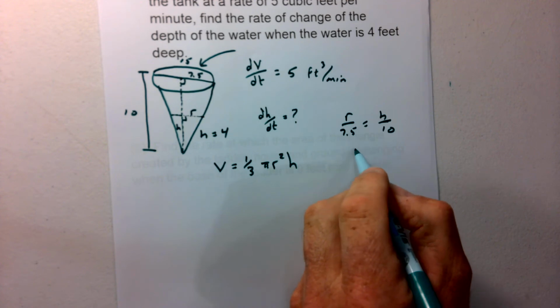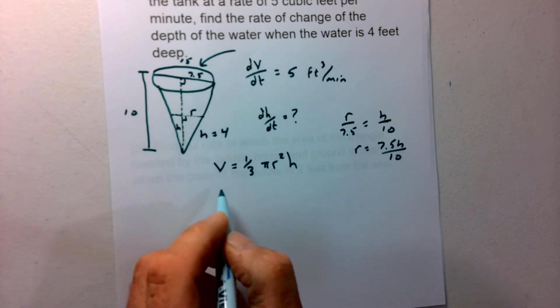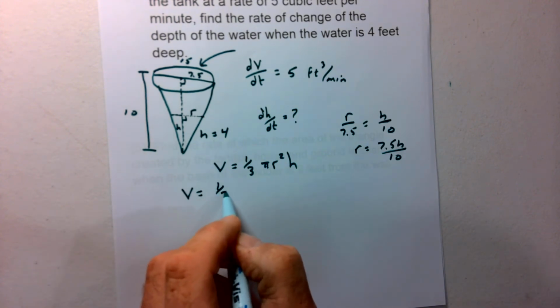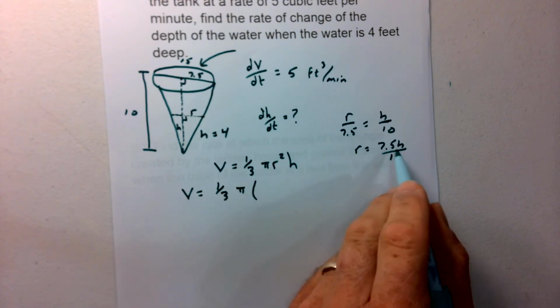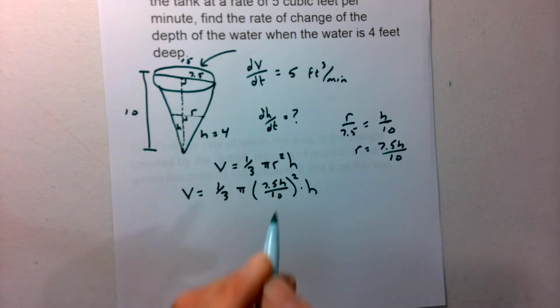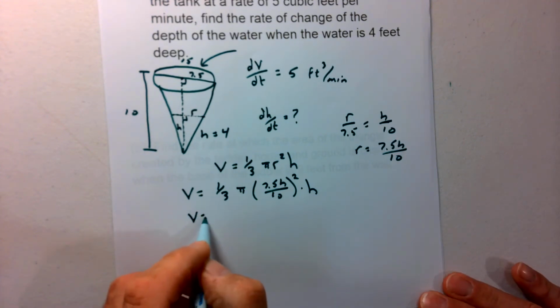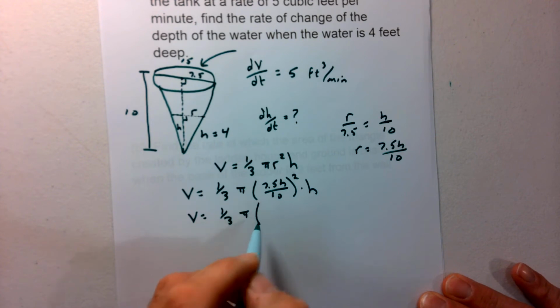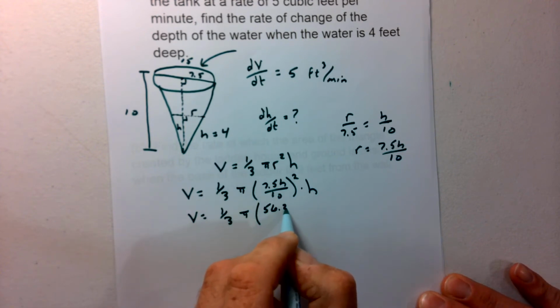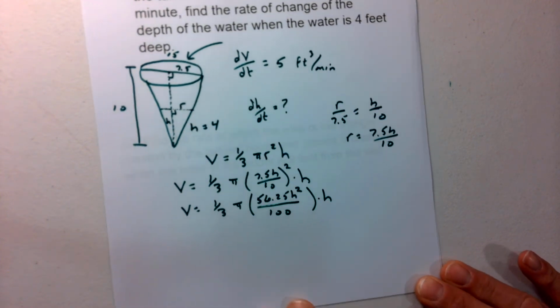I can go ahead and solve for r. So r is going to be 7.5 h divided by 10. If we come down to our formula, the volume is 1/3 pi r squared, so it's going to be 7.5 h divided by 10, squared, times h. We can pull out that handy dandy calculator, take 7.5 and square it, we end up with 56.25. So our volume is 1/3 pi times 56.25 h squared over 100 times h.